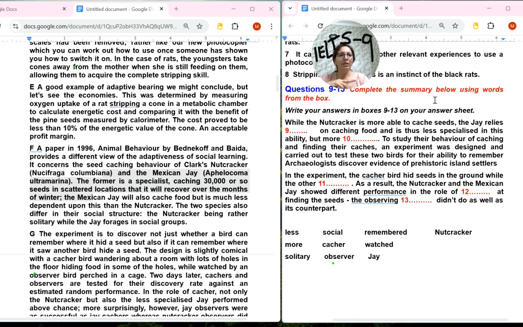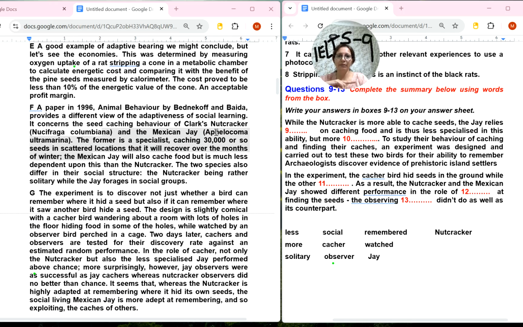Complete the summary below using words from the help box. While the nutcracker is more able to catch seeds. So nutcracker, they have started talking about in F paragraph. You can see this F nutcracker. Seeds also we need to find. J word, catch food is also there. Nutcracker is also there. In fact, is more able to catch seeds. The J realize. Okay, J word, J is also here. The Mexican J will also catch food.